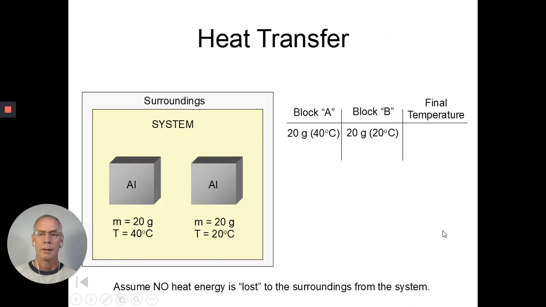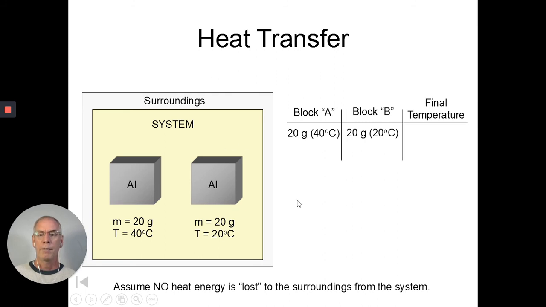Well, let's try this little game here and let's see if this works. So I'm going to mislead you a little bit, and what I show you initially won't work for what we're doing, but it's logical. That's why I want to show it to you. So let's assume I have a system and surroundings. No heat's going from the system to the surroundings. I have two blocks of aluminum. They both weigh 20 grams. This one's at 40 degrees Celsius. This is at 20 degrees Celsius.